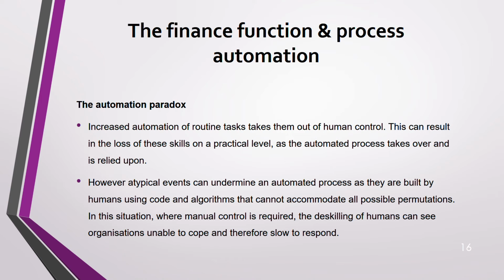It's a danger. Second, a typical event can undermine an automated process, as they are built by humans. Remember, even how the machines communicate with the outside world is programmed by humans only, because they have used the code and given that algorithm. So all the possible scenarios machines cannot cope with. Only the ones which are programmed and have the algorithm, only those they can do. So still, manual control is required.